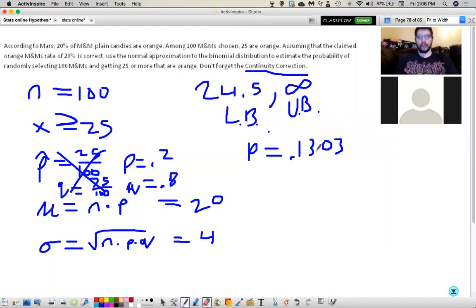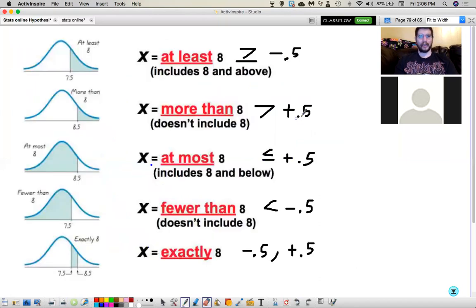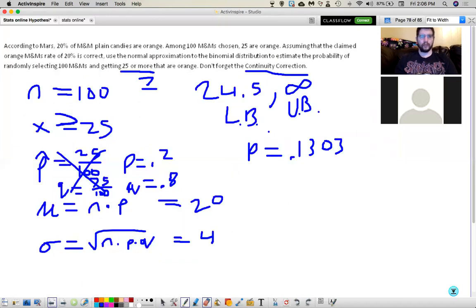So there will be one of these on the test. Make sure you use P and Q, not P hat. We don't worry about P hat on this part. That's the next part. So we use P and Q, not P hat and Q hat. Just read, see what kind of thing you're doing. 25 or more, that's greater than or equal to 25. That tells you to either subtract or add the 0.5.